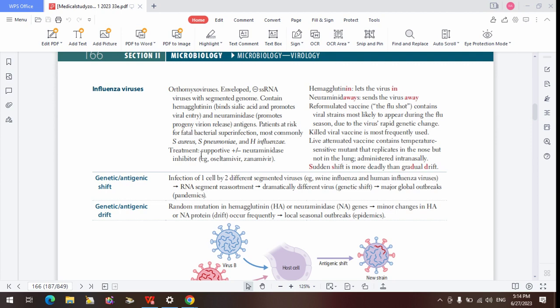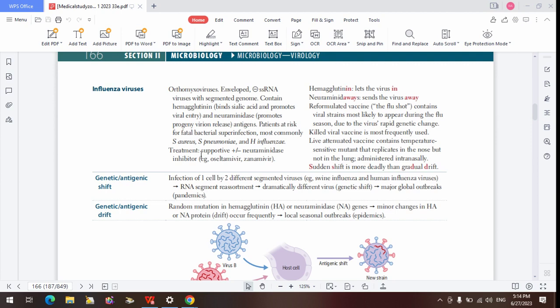So what they do is that they do it every year. So they do the reformulation every year. But there are two basic forms of vaccine for influenza: the killed and the live attenuated. The killed one is the one that we give intramuscularly, so it contains the killed form, while the live attenuated one contains the one that has been subdued. So that's the one that you give intranasally.